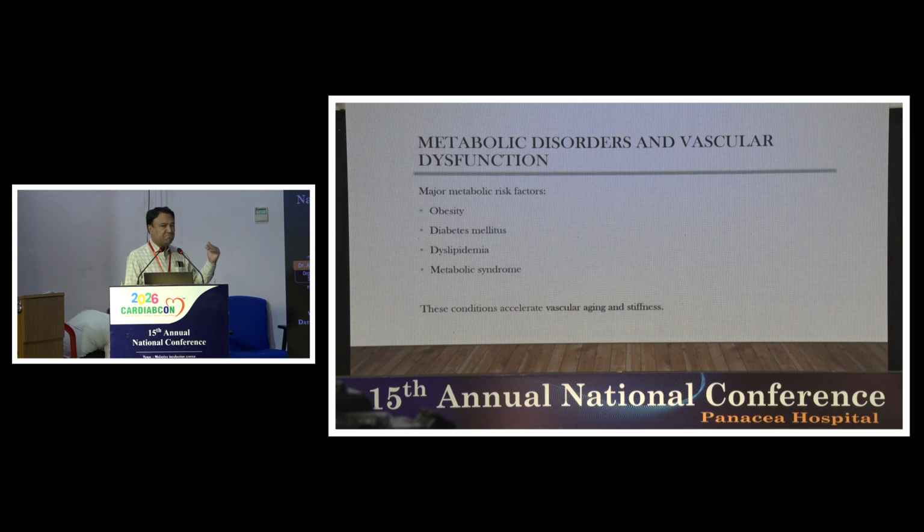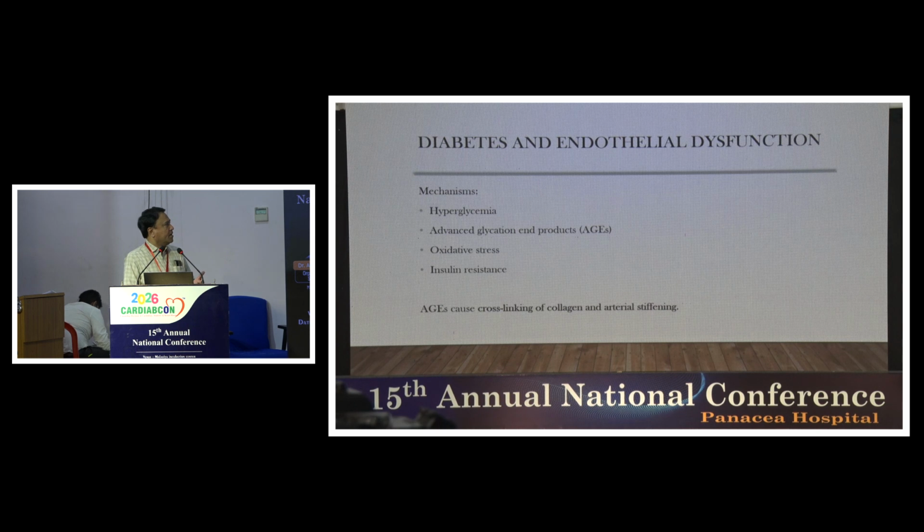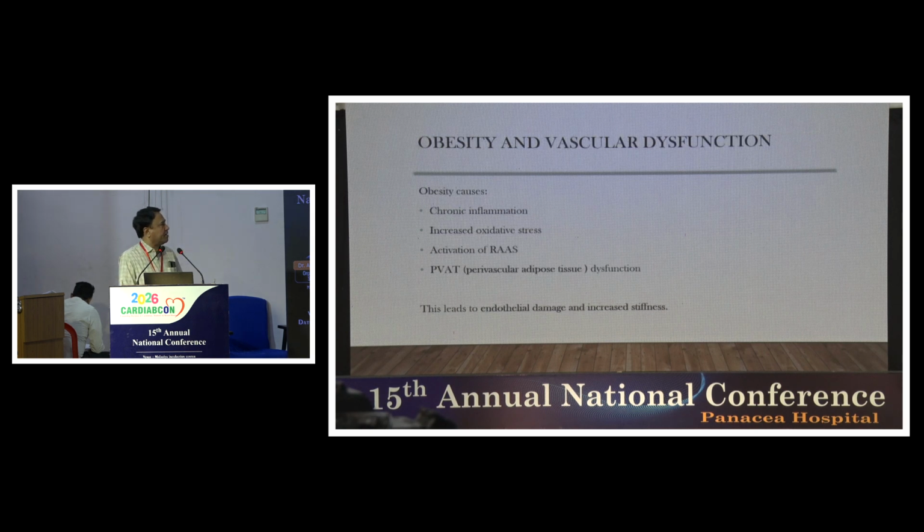Metabolic disorders ultimately become a base, and that is what the adipocytes, sugar, lipids, blood pressure, and overall we label as metabolic syndrome. Diabetes is also altering the endothelial dysfunction by causing advanced glycation end products, hyperglycemia, oxidative stress, insulin resistance, and age are the cross-linking of collagen and arterial stiffening.